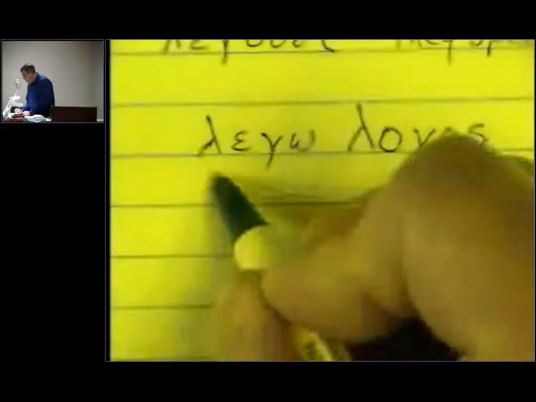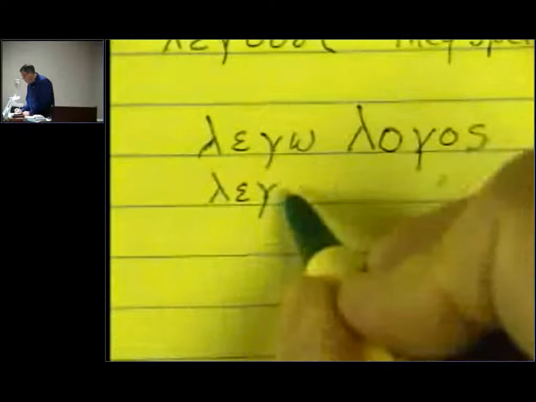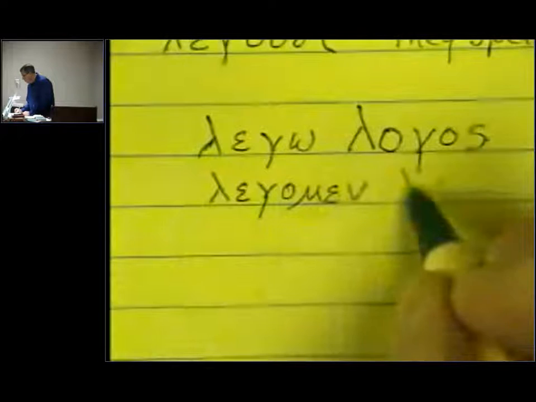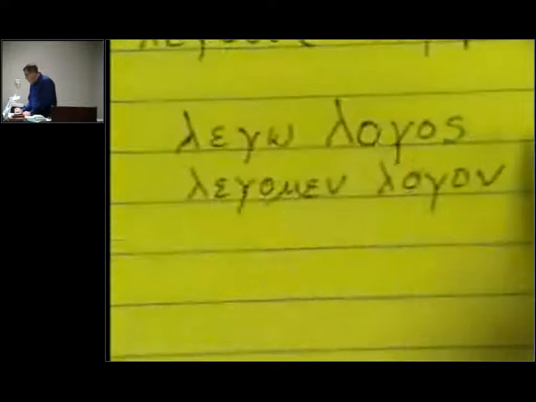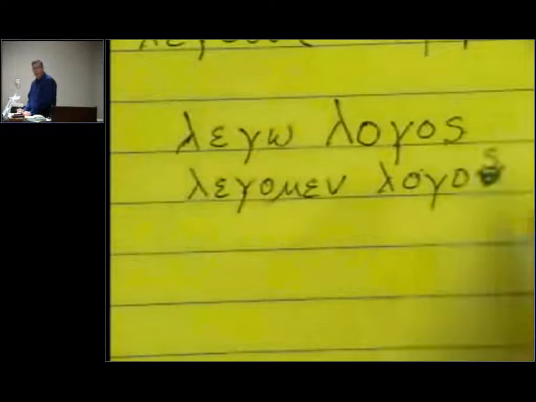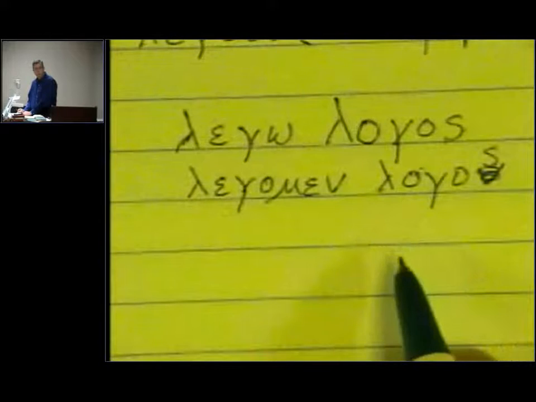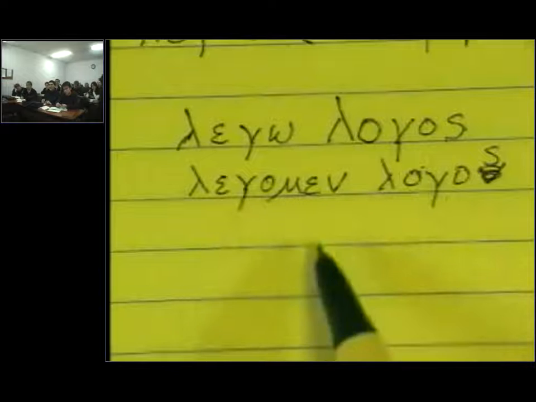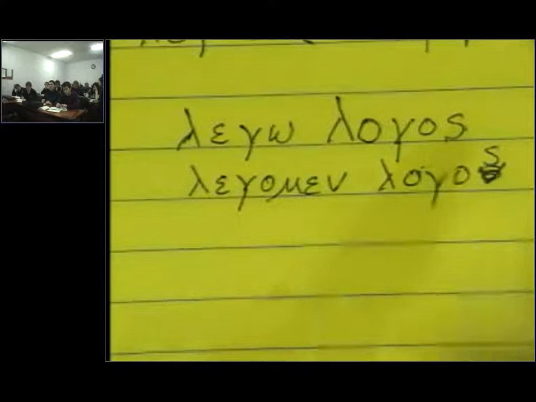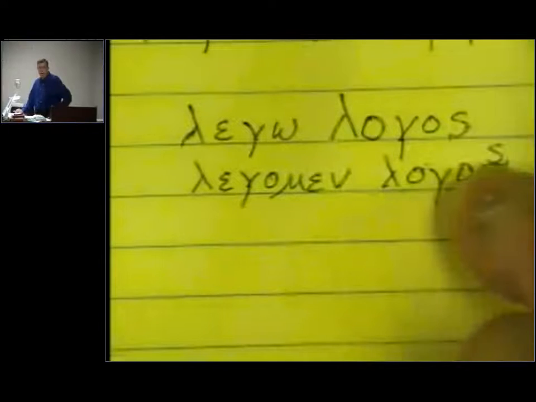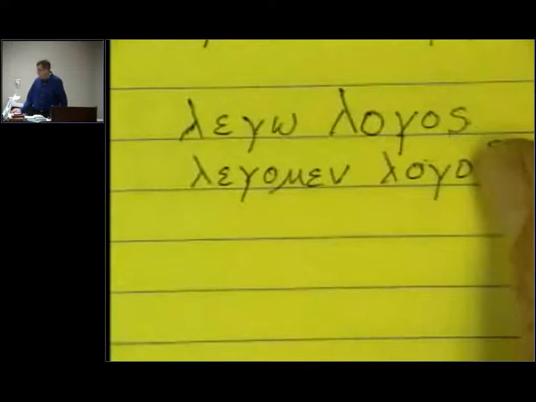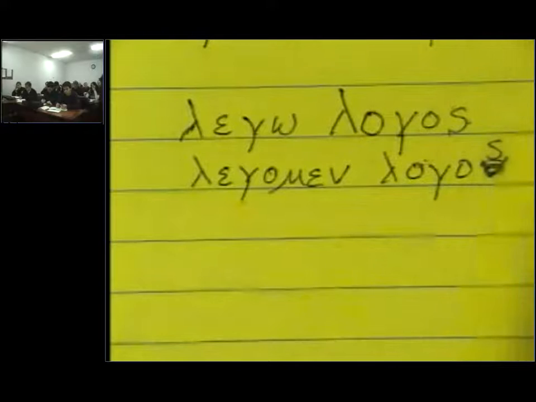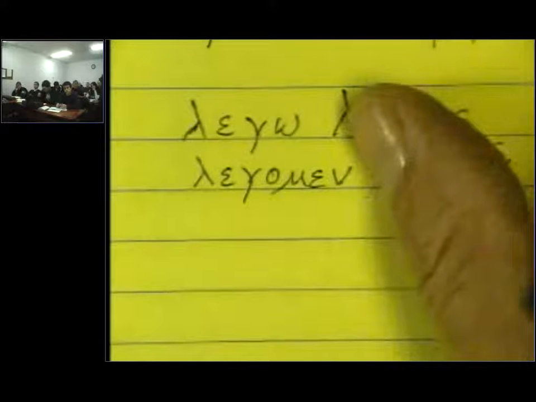What if we write legomen logos? I didn't actually write it correctly, but that's okay. We speak a word. Now, I was trying to teach you how to do a sentence, but these nouns also have different endings, and I'll teach you that a little bit later.